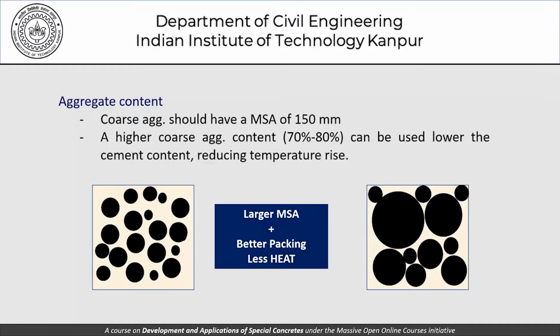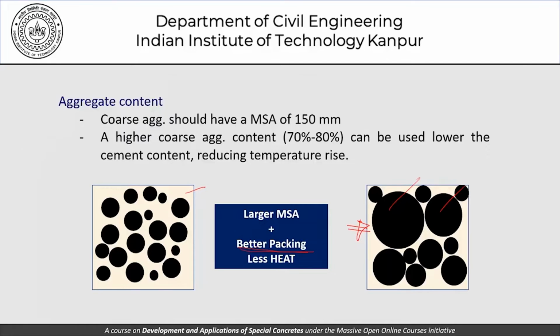If we can get to about 70 to 80%, that will be very useful because that will reduce the cement content and therefore the temperature rise. So this picture here in fact gives you a graphic representation of that. Large aggregates with a proper distribution of smaller aggregates, so that it's not all large aggregates, but we need to have better packing, that is a better size distribution or particle size distribution in aggregates with a large maximum size of the aggregate.